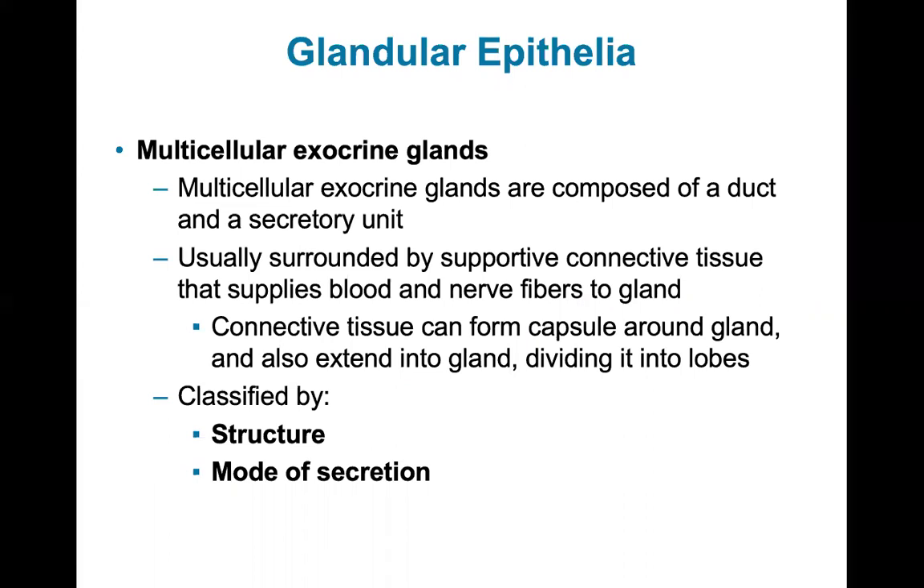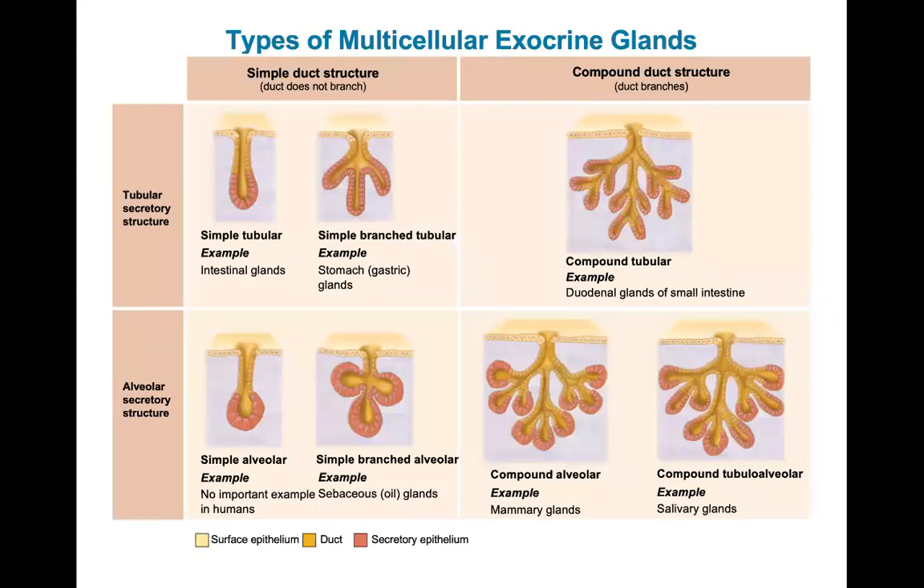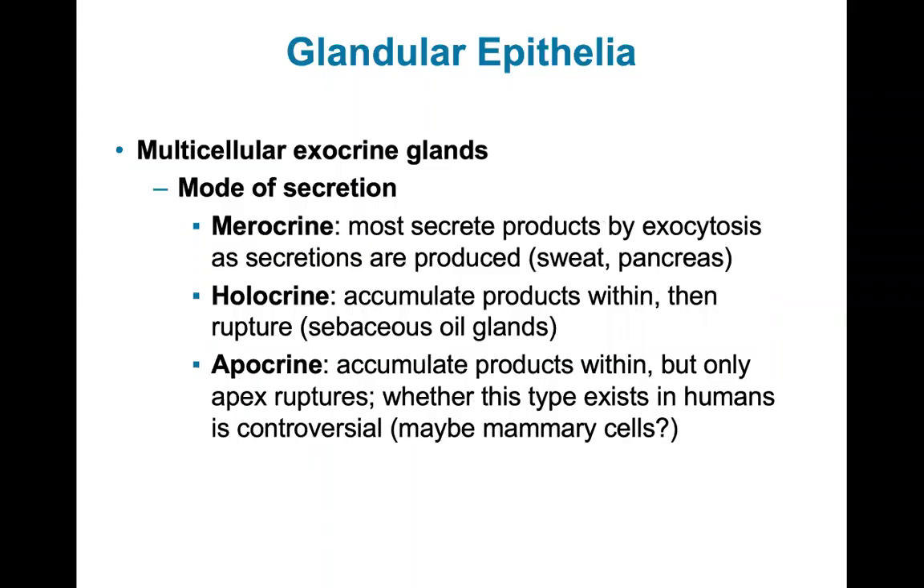These multicellular exocrine glands are classified by their structure and actually the mechanism or mode of their secretion. So if we look at their structure, we have a simple exocrine gland. These have unbranched ducts, but your compound glands will have branched ducts, okay? In a tubular gland, the secretory cells will form a duct, whereas in an alveolar gland, they will form sacs. And you'll see the term alveolar, that term actually means sac, okay? You'll see that term again when we get to the lungs and we talk about the alveoli in the lungs, or the air sacs. So here you can see simple versus compound, tubular versus alveolar, the structure of these different types of glands.